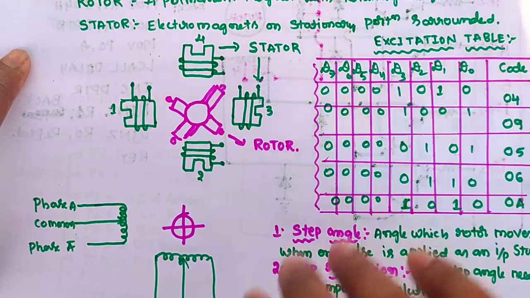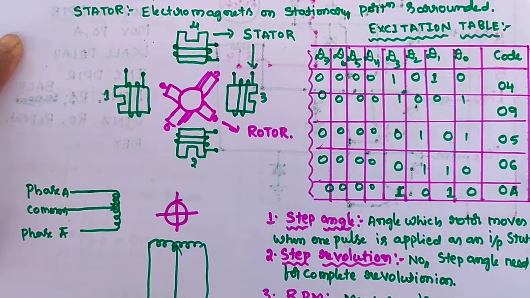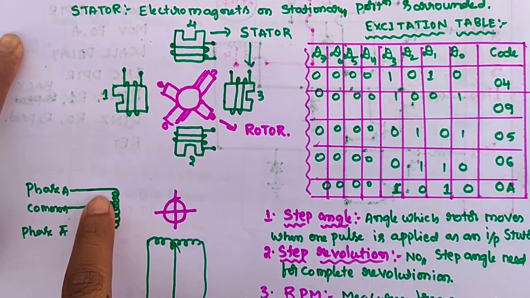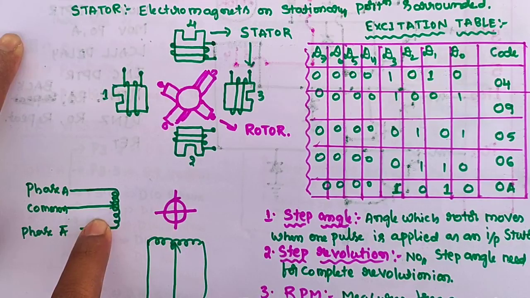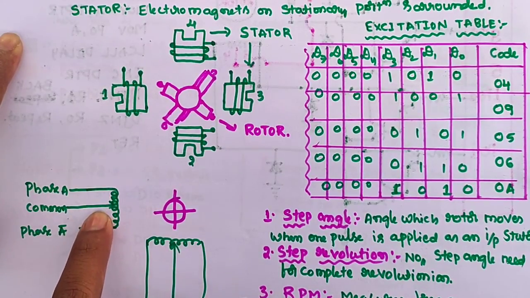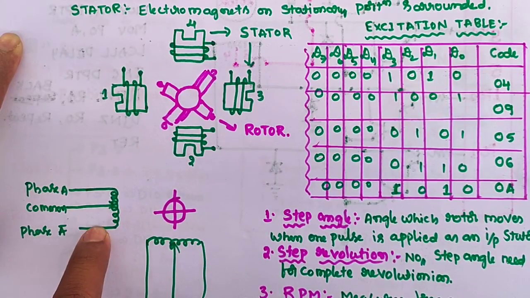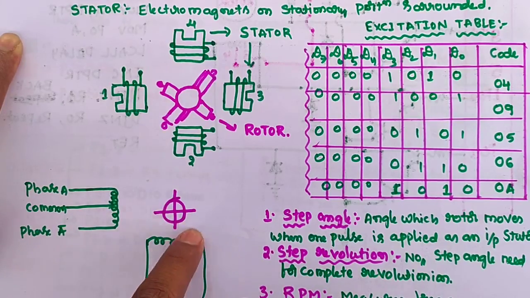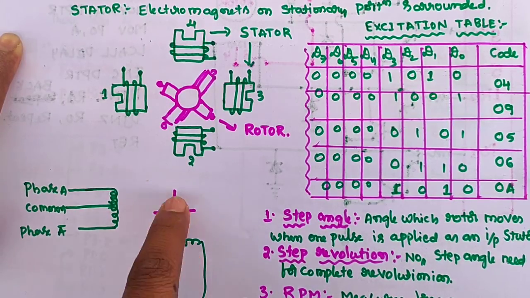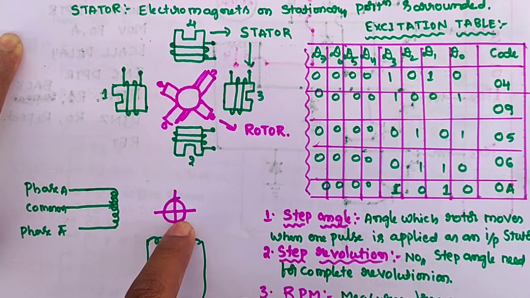In the case of two phase, it is a center tap arrangement. By applying the electrical pulse to two electromagnets, the rotor rotates. These two electromagnets get energized and make the rotor rotate in the opposite direction, and energizing these two electromagnets makes the rotation of the rotor. So this is the two phase stepper motor type.